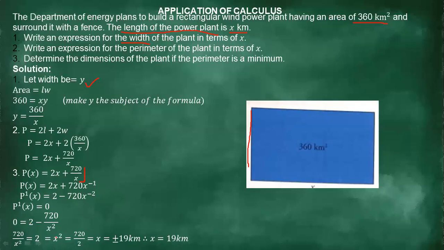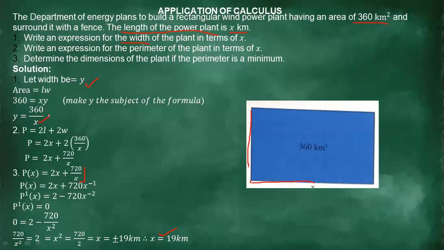Then it's going to give us x squared equals 720 over 2. Then you take the square root of both sides, and it's going to give us x equals plus or minus 19 kilometers. Remember, we're looking for distance, which is supposed to be positive, hence x equals 19 kilometers. So the dimension that we are having, the length, is going to be 19 kilometers, because now we want this side, which is the width. You can just take this 19 and substitute here.